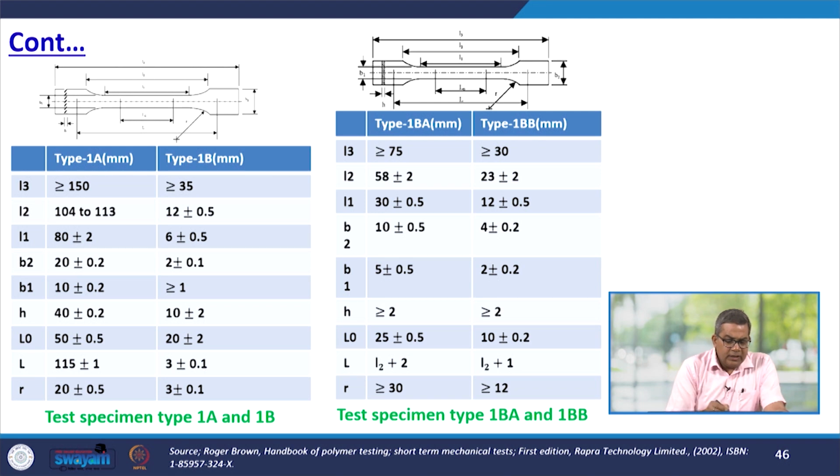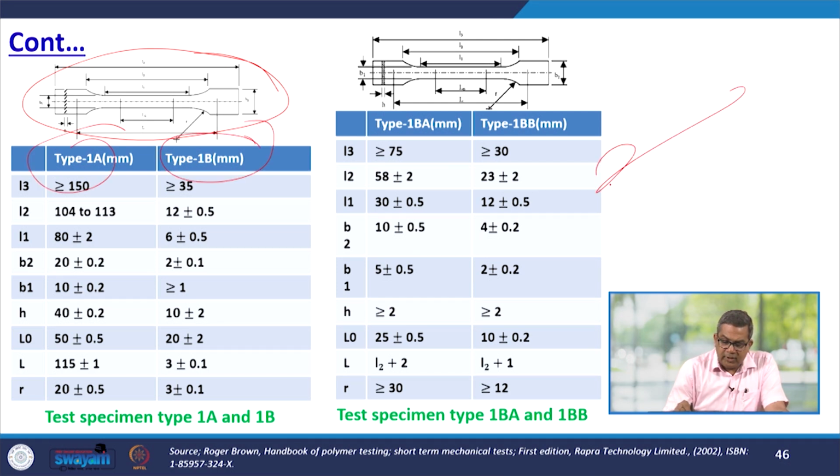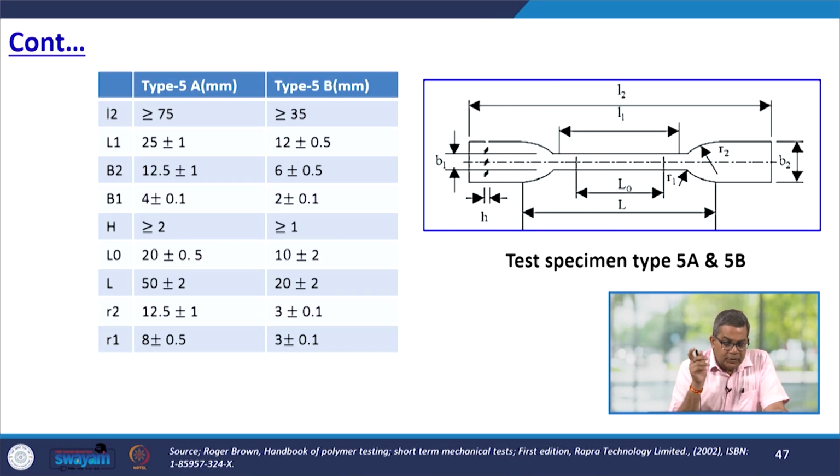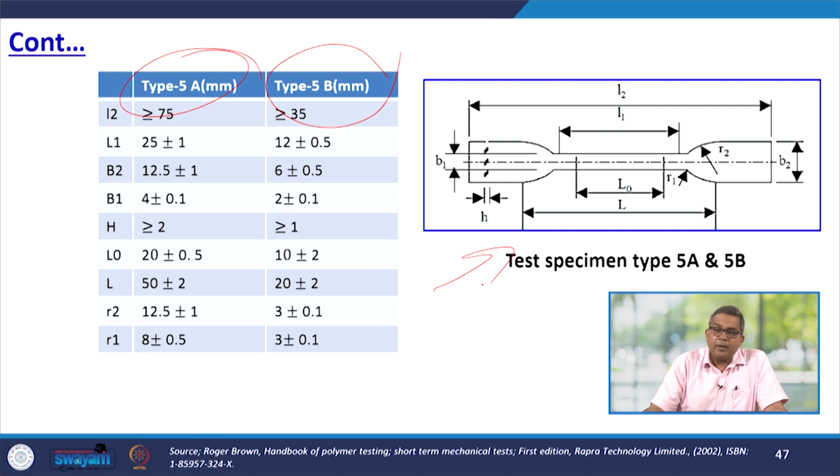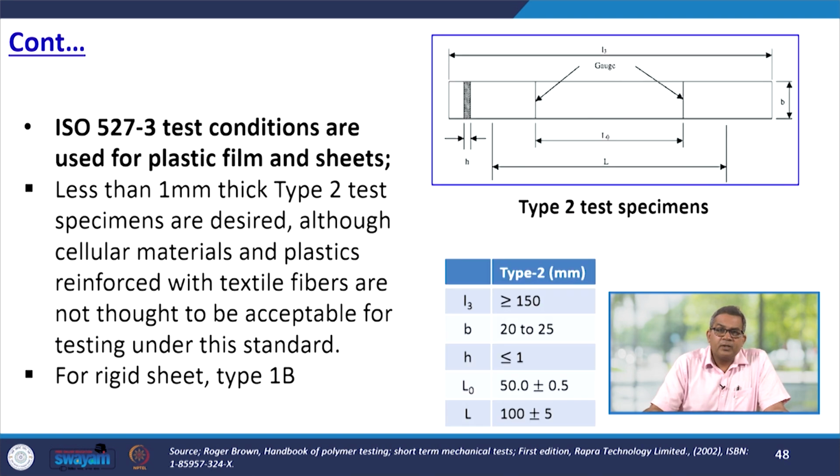Here you see this is the dumbbell type of test specimen, and different types, type 1A and type 1B, are given, and this is type 1BA. So all different types of test specimen have been given. Here again is another type, type 5A and type 5B. So this is the test specimen of type 5A and 5B.